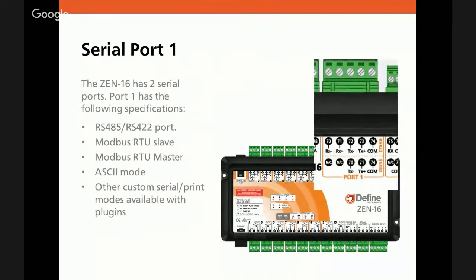Serial port 1 has a dual function. It can be an RS485 or RS422 port. It can operate in Modbus RTU slave mode. The Zen-16 also has a Modbus RTU master mode. There are other defined instruments, ASCII modes, and with plugins, etc., we can offer a variety of custom serial or print modes as well.